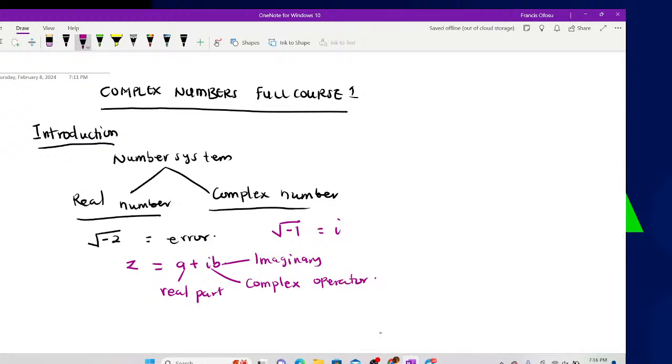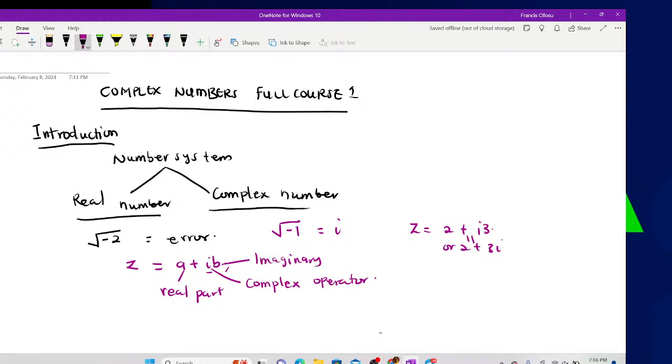As I'm saying, complex numbers are represented as z equals a plus ib: real part, complex operator, then the imaginary part. So we can have an example as z is equal to 2 plus i3, or 2 plus 3i. Either way is correct, right?